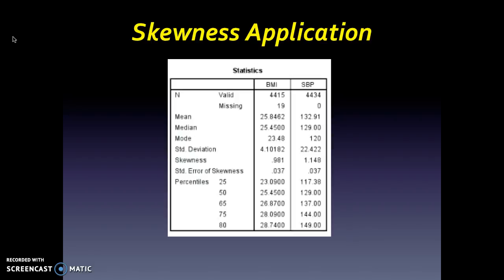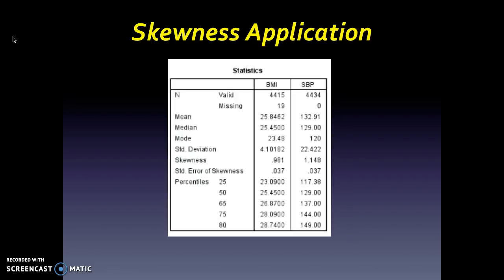For systolic blood pressure, however, our skewness score is 1.148. This score exceeds plus or minus 1 and therefore we would conclude that this data set is skewed. Since 1.148 is a positive number, our skew will be positive.